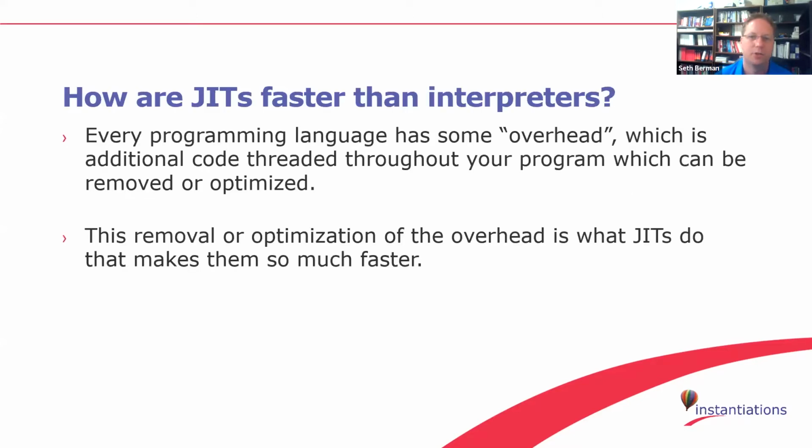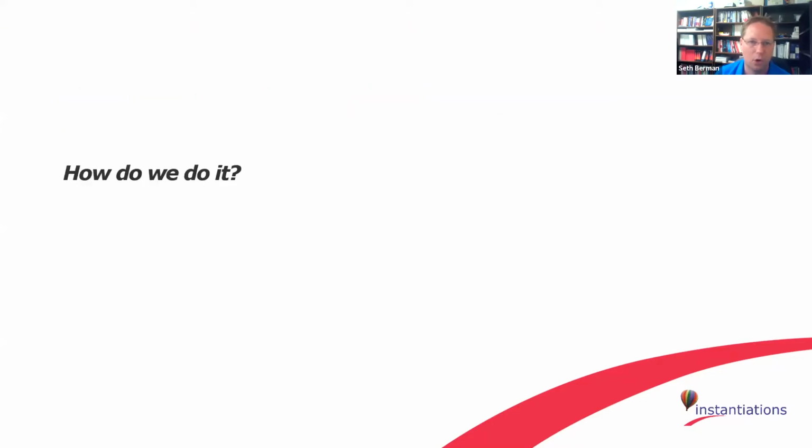So how are JITs faster than interpreters? Well, every programming language has some overhead associated with it. In this context, overhead is the additional code threaded throughout your program, which can be removed or optimized. And the removal or optimization of this overhead is what JITs do that makes the code run faster. So how do we do it?